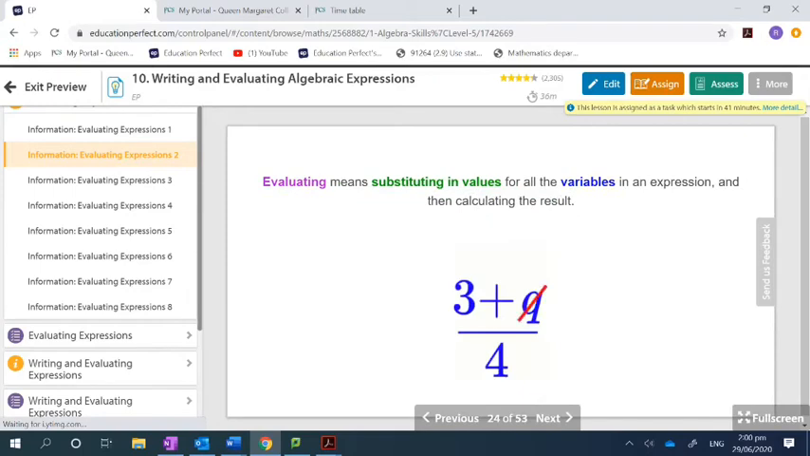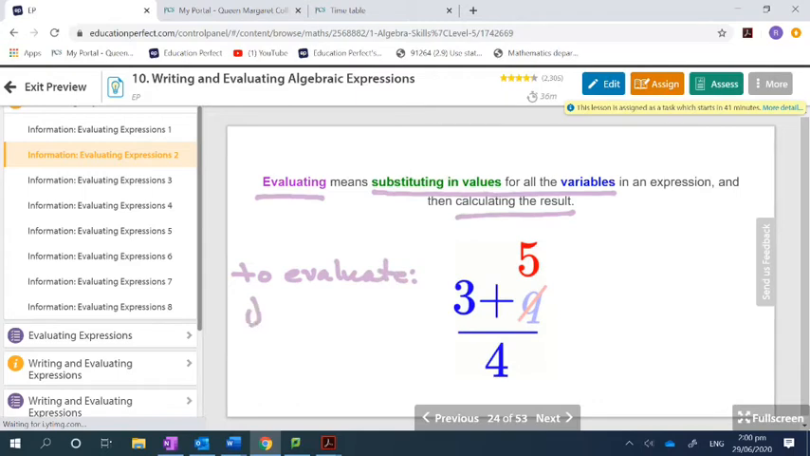All right. So evaluating, guys, come on. This should go in your notes. Evaluating means substituting in values for the variables and then calculating the results. Okay? So, to evaluate, first, substitute.